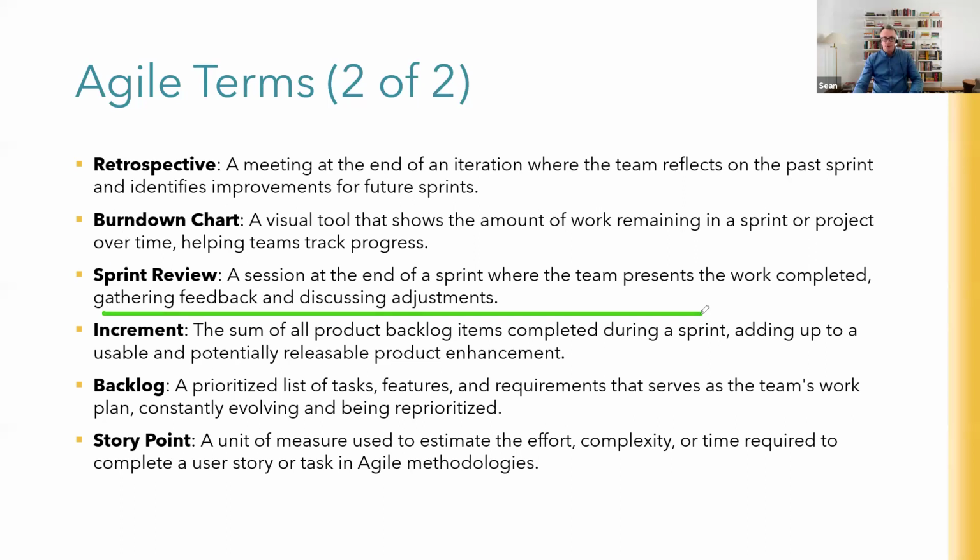A sprint review, kind of like a retrospective, but it's a session at the end of a sprint where the team presents the work completed to the client or the user. They gather the feedback and discuss any adjustments that need to be made then and there, or anything that needs to be included in the next iteration or sprint. An increment is the sum of all the product backlog items completed during a sprint. So that's everything you do in a sprint, and that adds up to the usable and potentially releasable product enhancement or additions to the product.